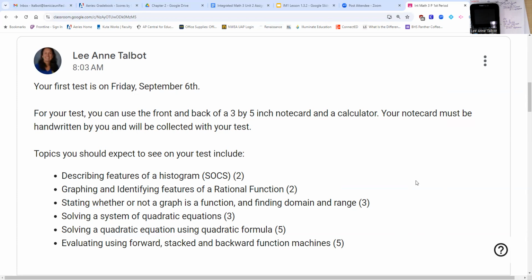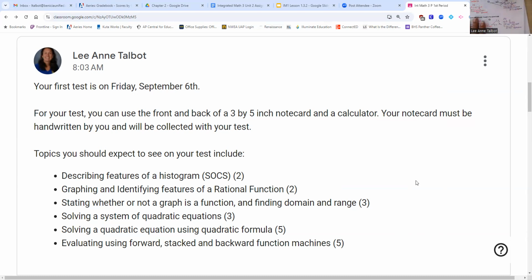And evaluating using forward, backward, and stacked function machines. If you've forgotten what that is, it's actually what I'm going to start with right now in your notes. So if you guys could find the review notes in your packet.